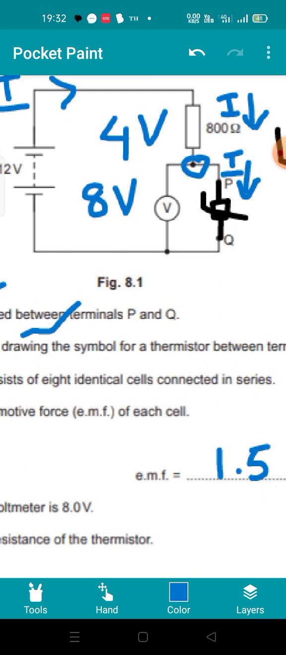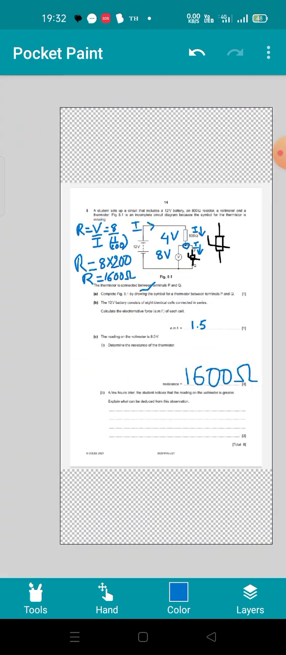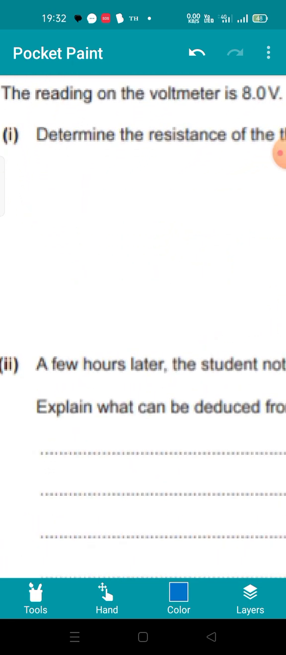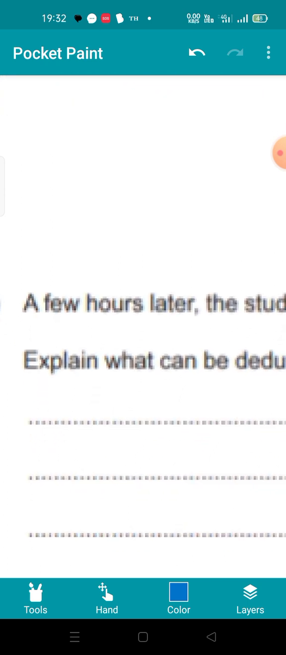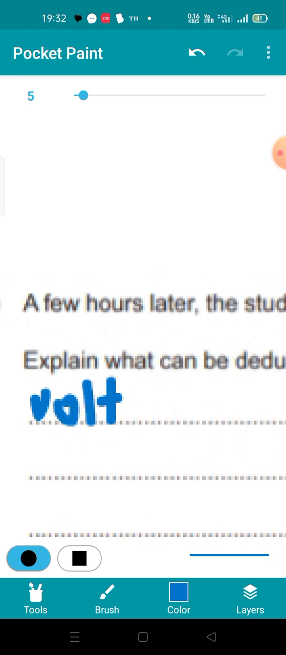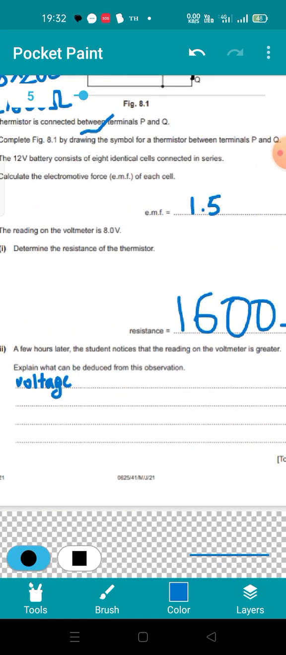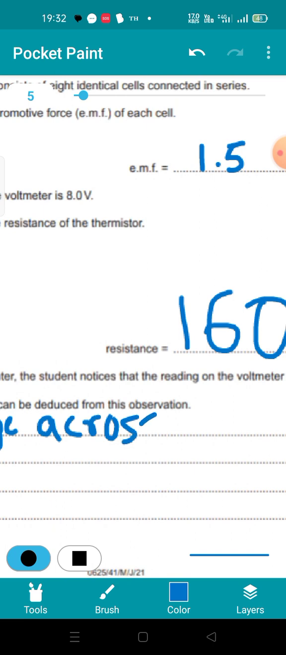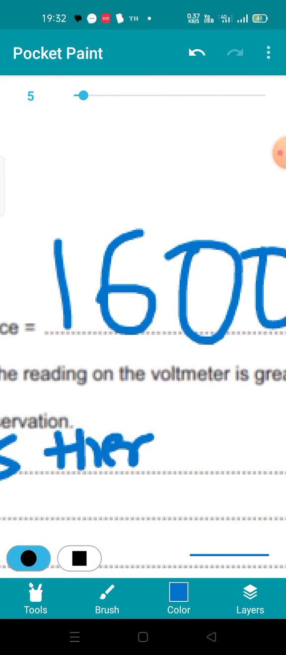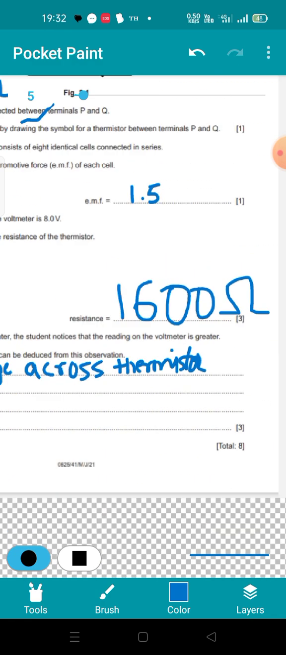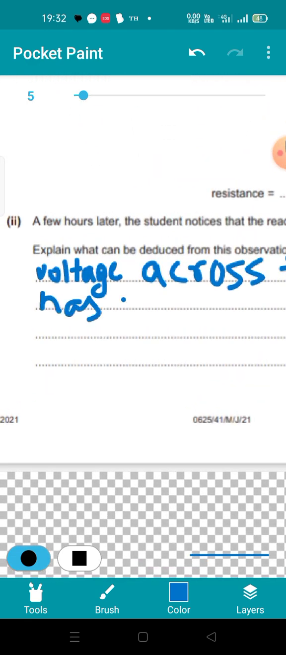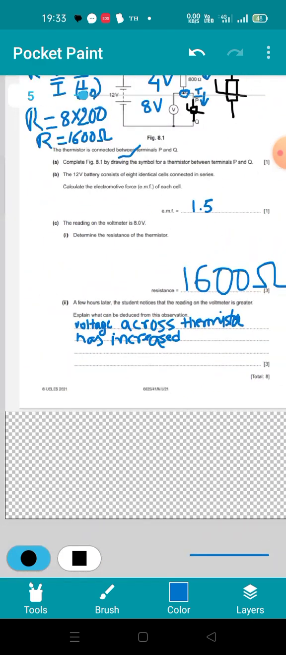That means it is 8 volts initially at the beginning of the experiment, but after a few hours the voltmeter is showing a reading more than 8 volts. So what can be understood? First of all, we can understand that the potential difference or voltage across the thermistor has increased. Now why has it increased is the next question here.